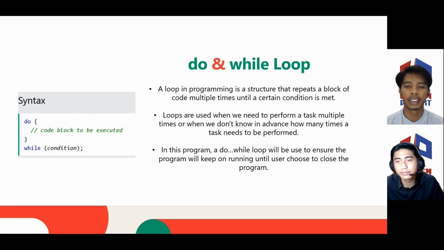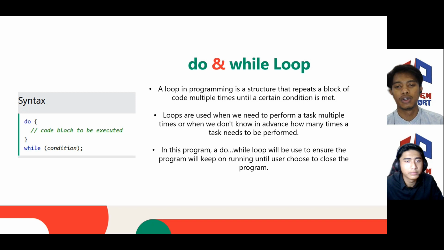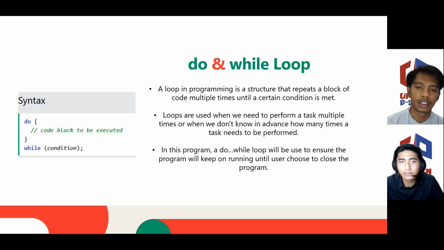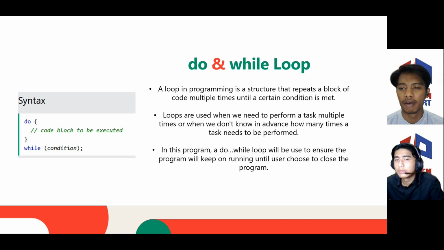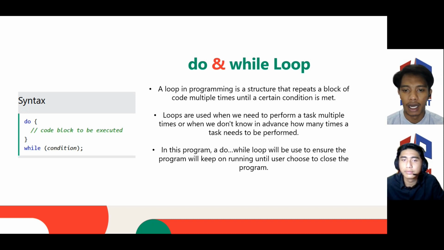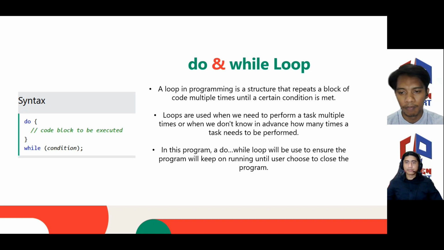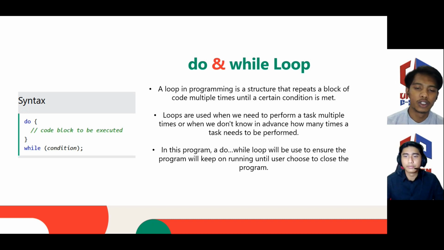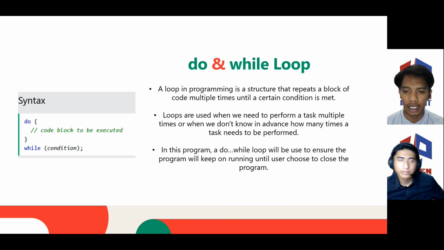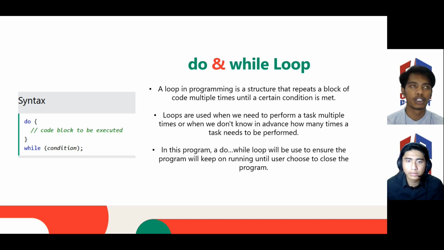Moving on, next about the loop. A loop in programming is a structure that repeats a block of code multiple times until a certain condition is met. Loops are used when we need to perform a task multiple times or when we don't know in advance how many times a task needs to be performed. For my program, I will be using a do while loop to ensure that the program keeps on running until the user chooses to close the program by entering a certain input.